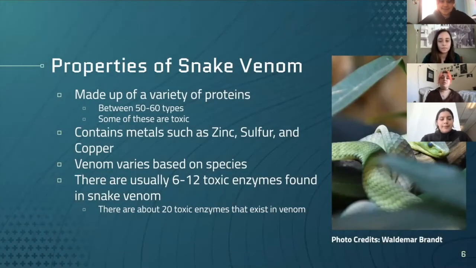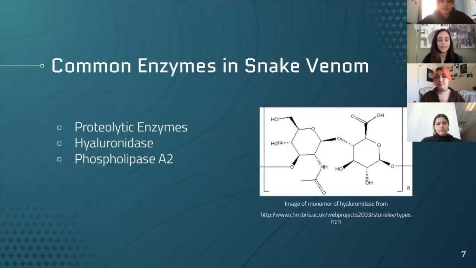Snake venom is also made up of a variety of proteins. There are between 50 and 60 different types of proteins that make up snake venom. Venom also contains some elemental metals such as zinc, sulfur, and copper. The venom also varies based on the species, and the closer that species are related, the more similar the makeup of the venom is. There are usually 6 to 12 toxic enzymes found in snake venom, and those vary based on the different types of snakes. Let's go over some of the common enzymes found in snake venom.